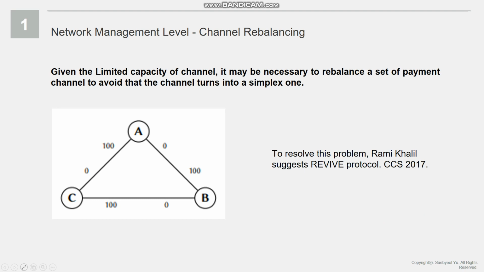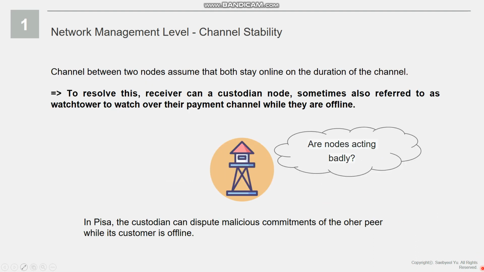And this is a channel rebalancing mechanism. Given the limited capacity of the channel, it may be necessary to rebalance a set of payment channels to avoid the channel turning into a simplex one. You can see this figure. We can conclude the need for rebalancing. To resolve this problem, Rami Khalil suggests the Revive protocol at CCS 2017.